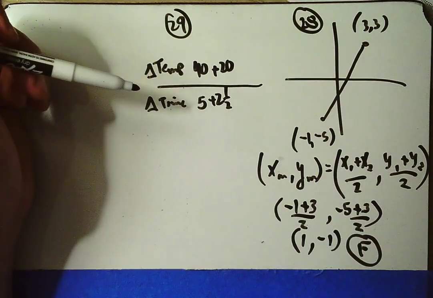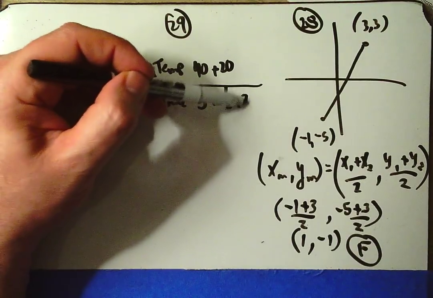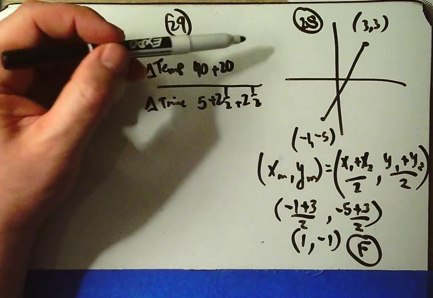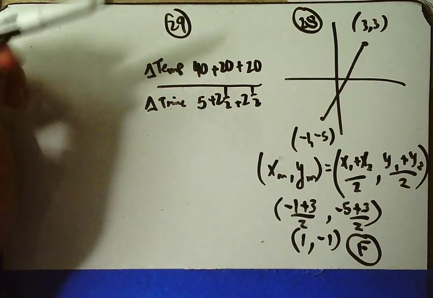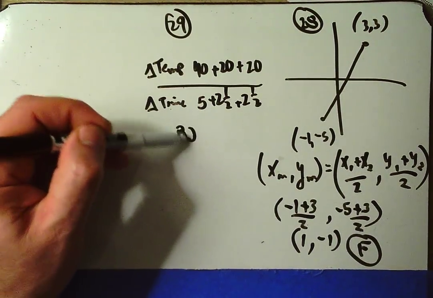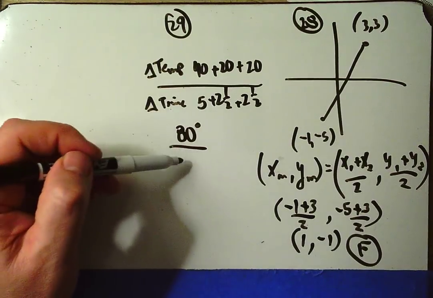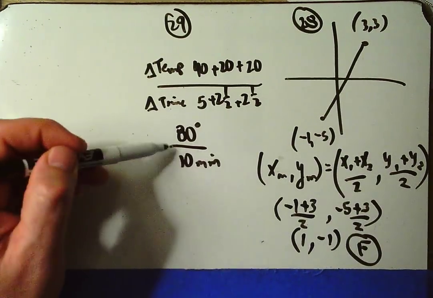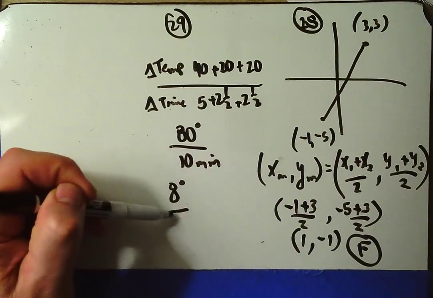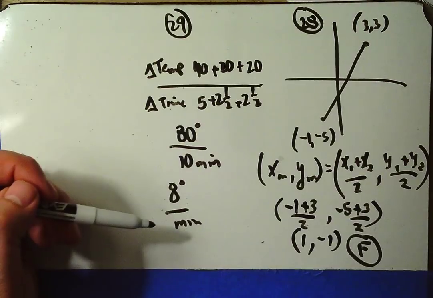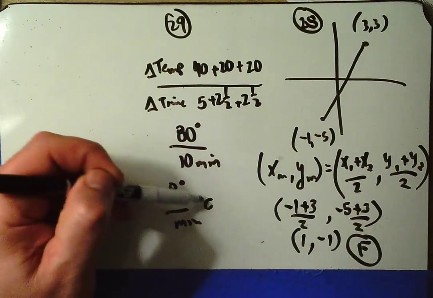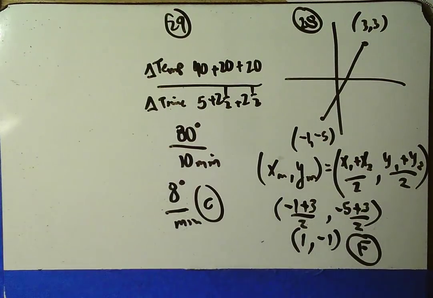But then at time equal to 15, he starts applying heat for another 2.5 minutes and the temperature goes up to 80. 60 to 80 is a change of 20 degrees. So it looks like I have 80 degrees of temperature change over 10 minutes, which is 8 degrees per minute. 8 degrees per minute, and that corresponds to choice C for number 29. Number 29 is C.